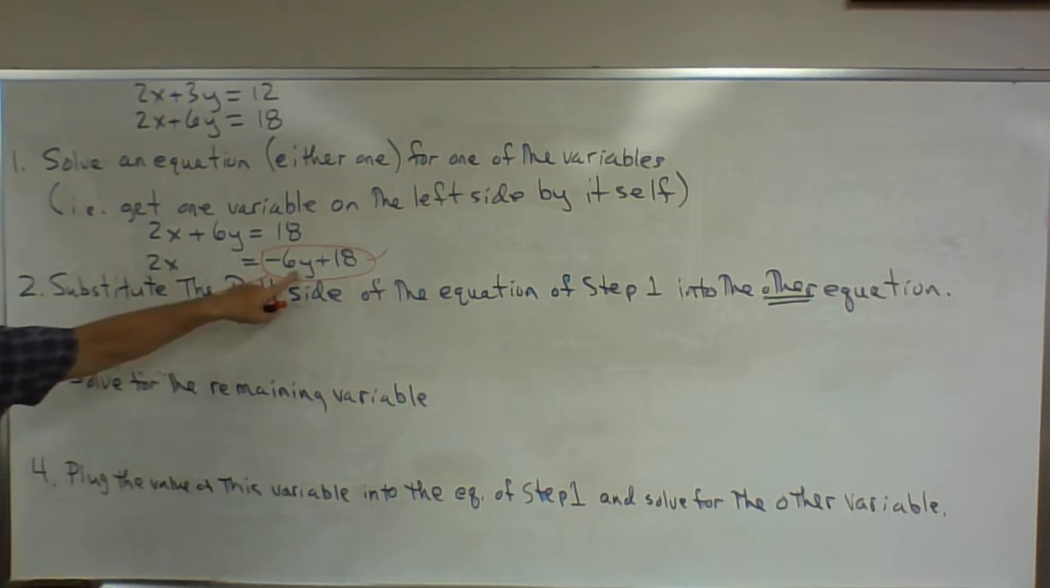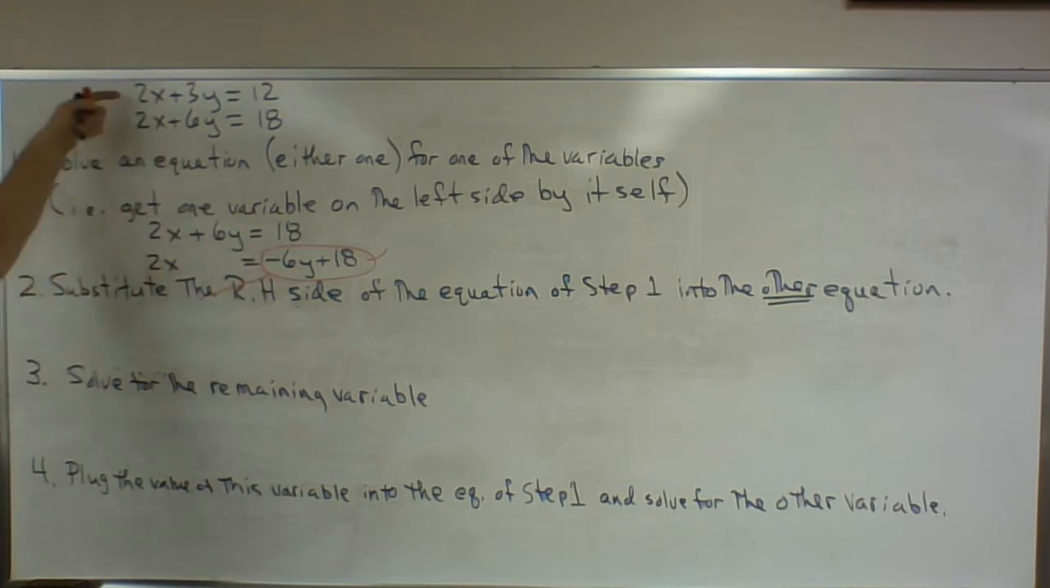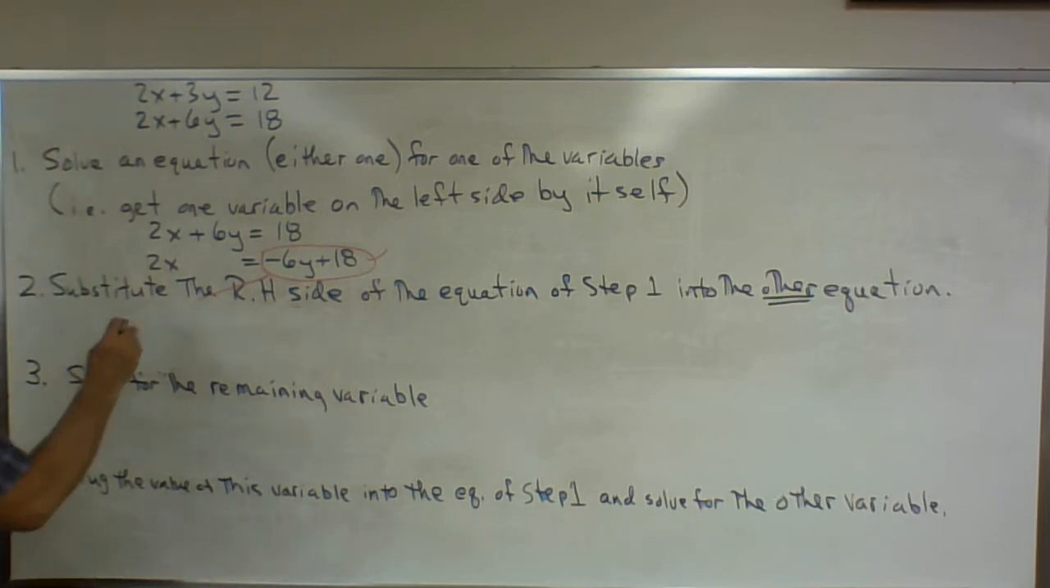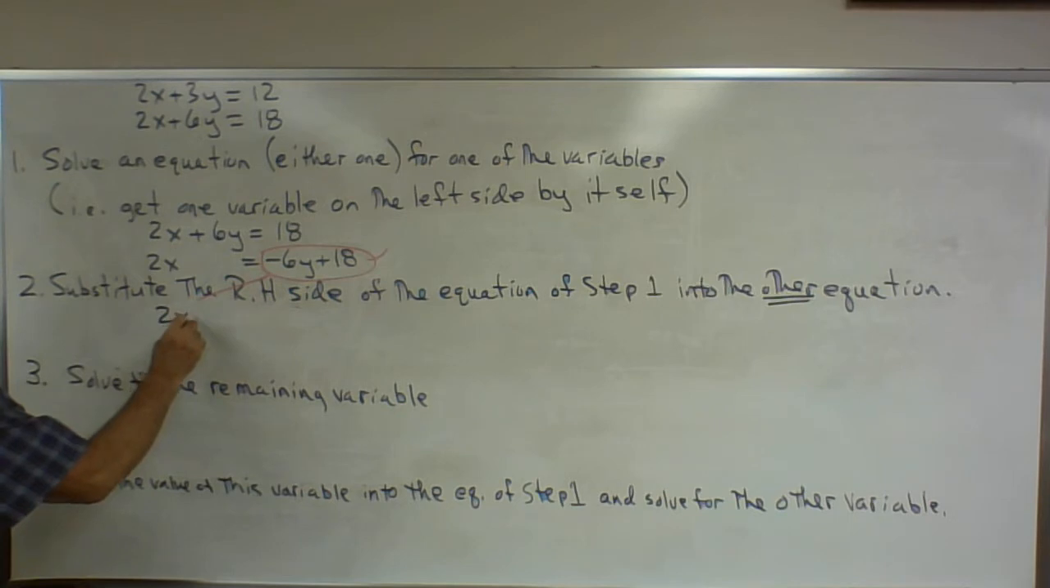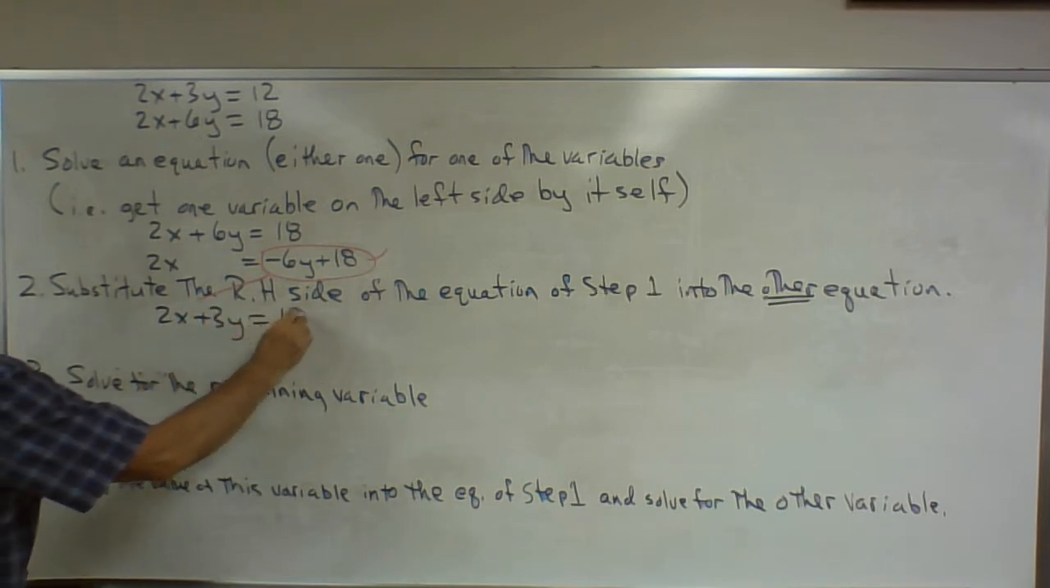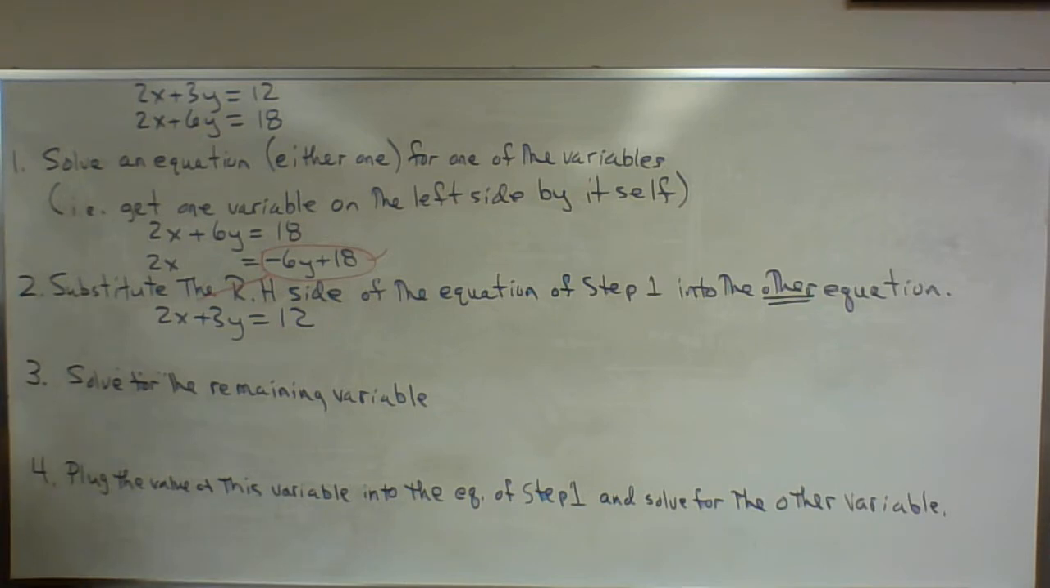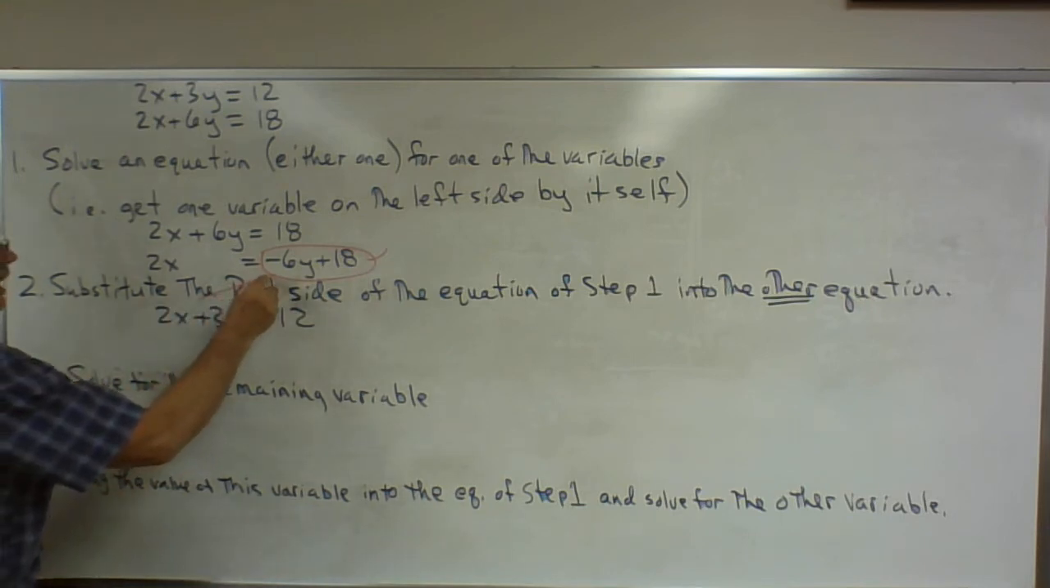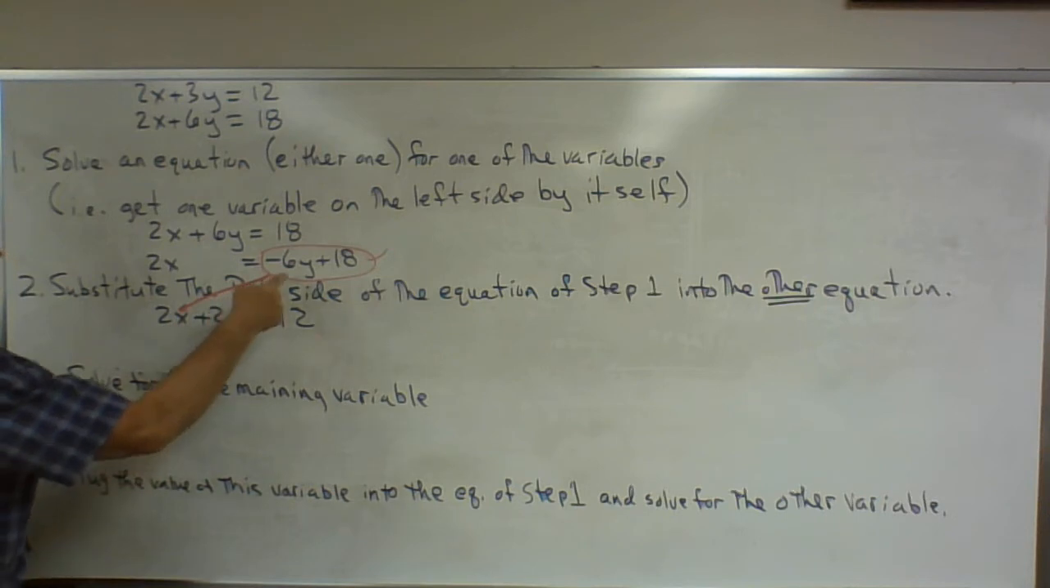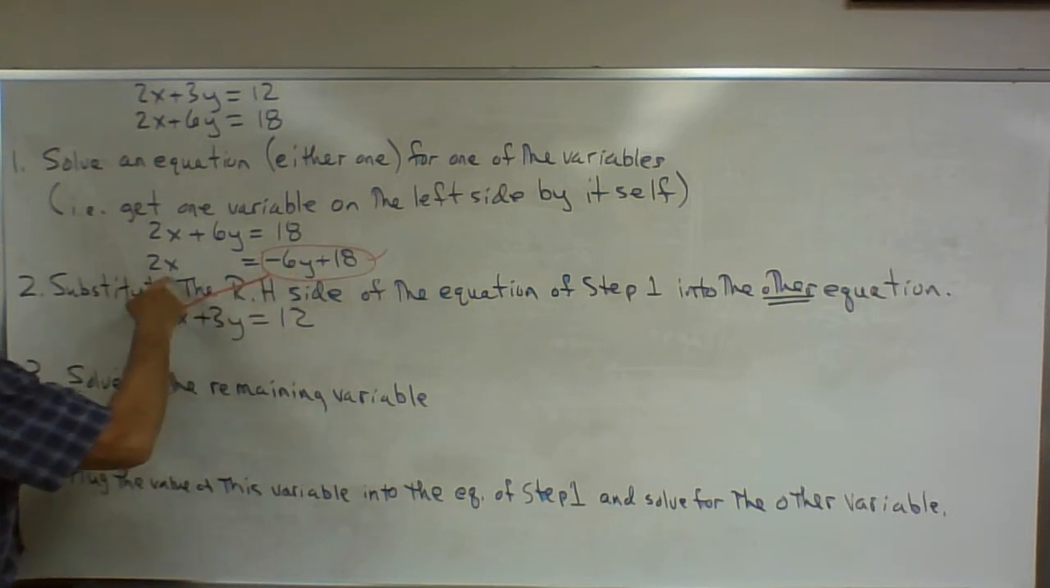Substitute the right-hand side of the equation in step 1 into the other equation, this guy. Substitute it into the equation that we didn't use in step 1. So that's 2x plus 3y equals 12. And I already know what 2x equals. It's negative 6y plus 18. So I'm going to take this and substitute it in for 2x.